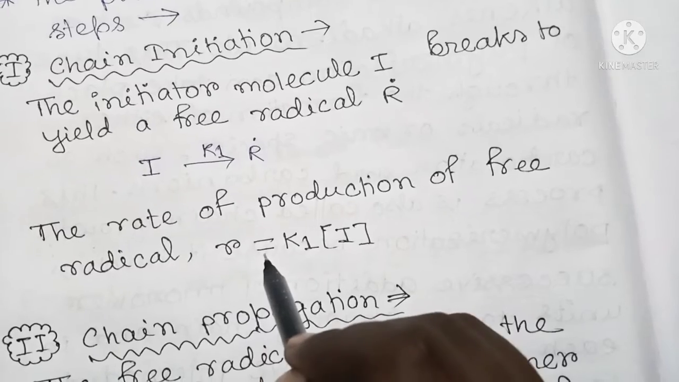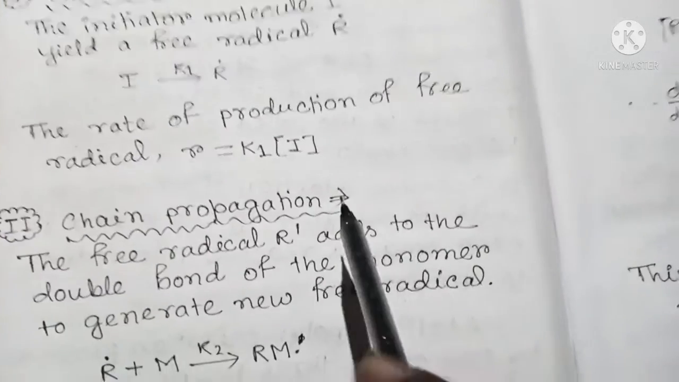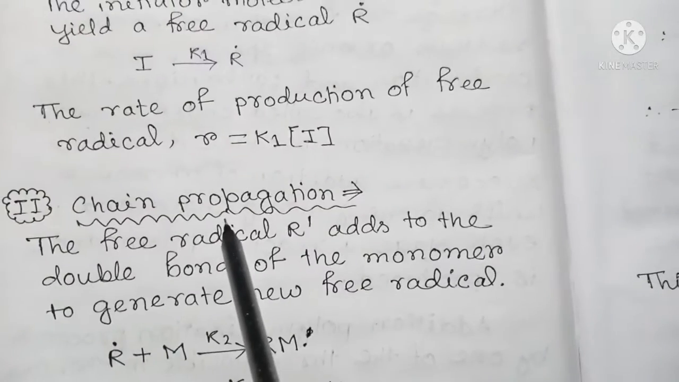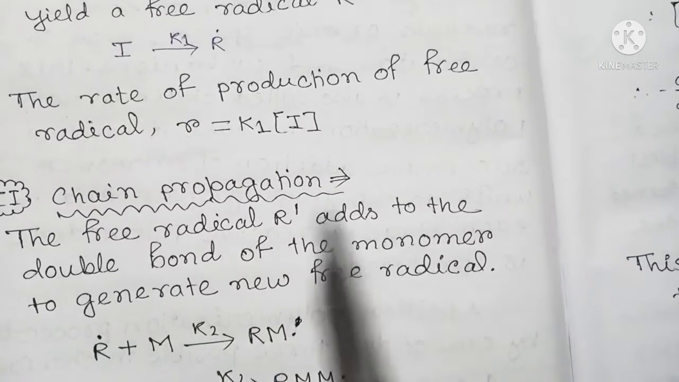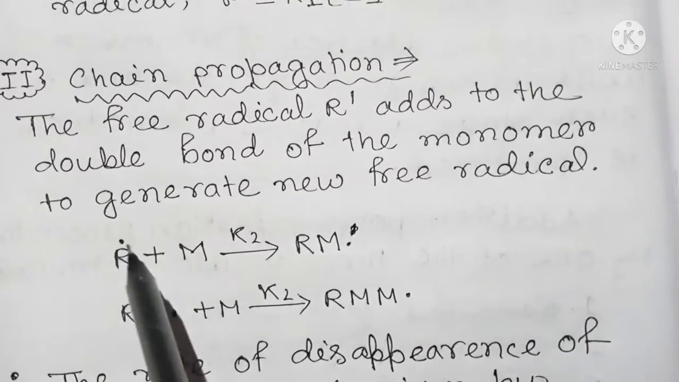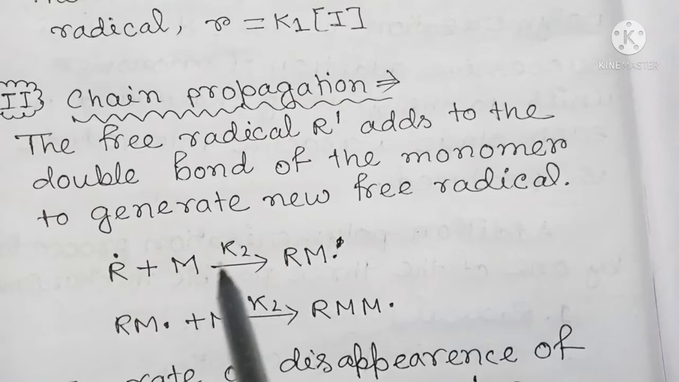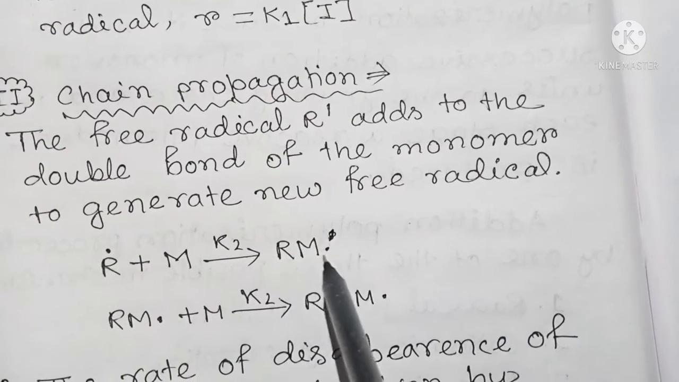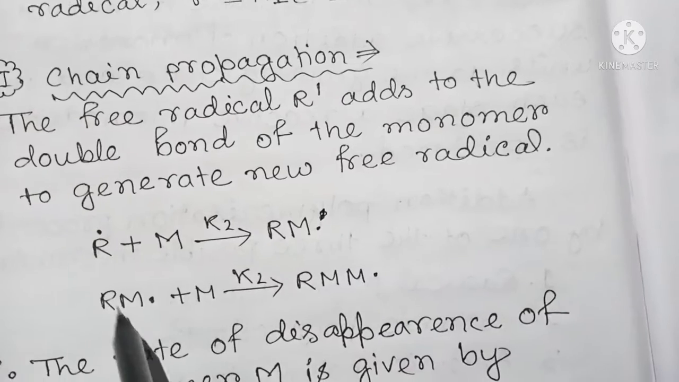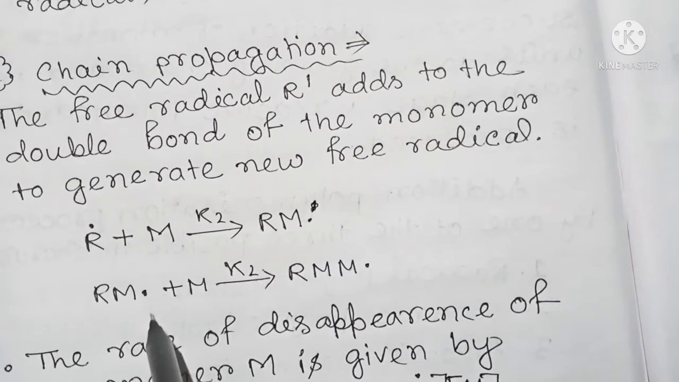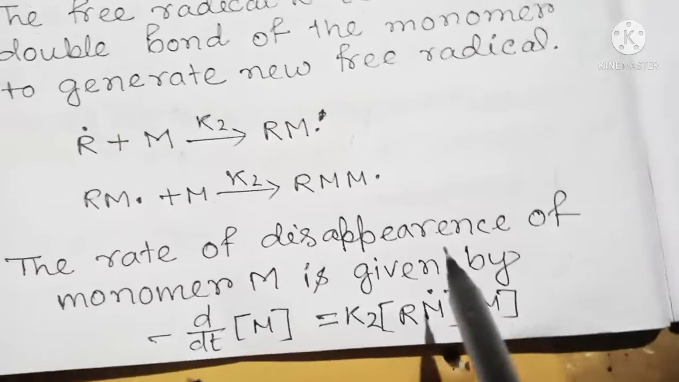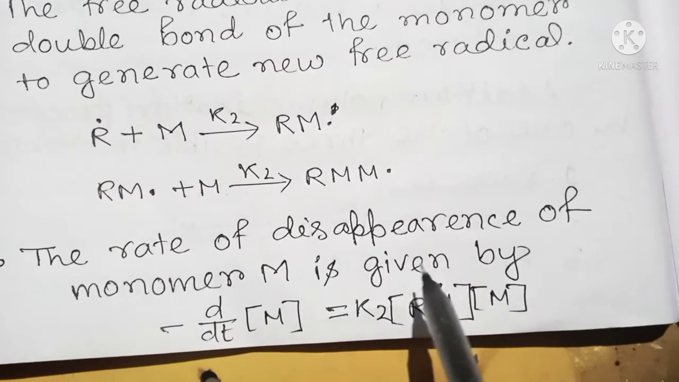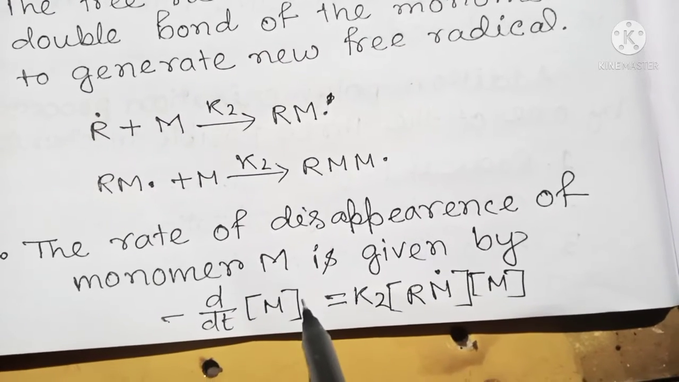Next process is chain propagation. The free radical R adds to the double bond of the monomer to generate a new free radical. Free radical R plus monomer M, in the presence of K2, we get RM dot, and now we take this here plus monomer, in the presence of K2 we get RM dot. The rate of disappearance of monomer M is given by minus d[M]/dt equal to K2 into the concentration of RM dot into the concentration of M.